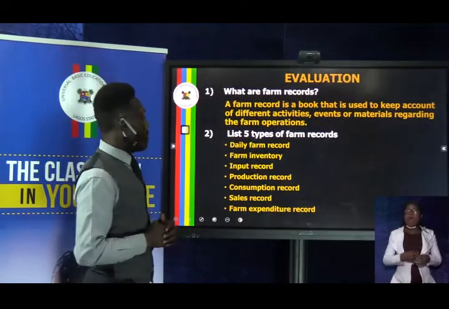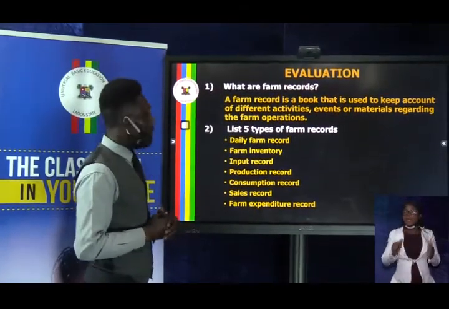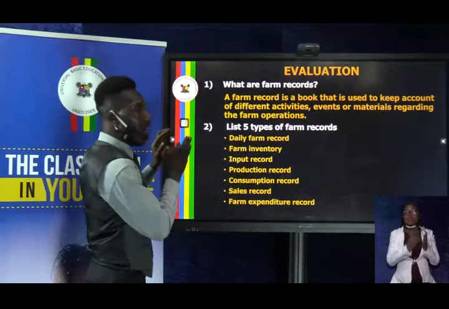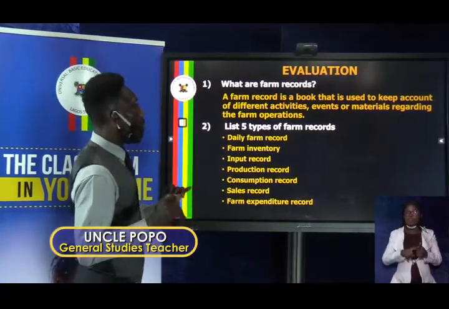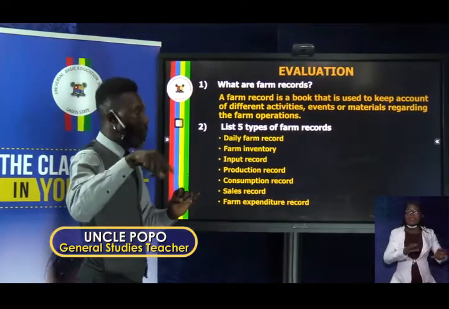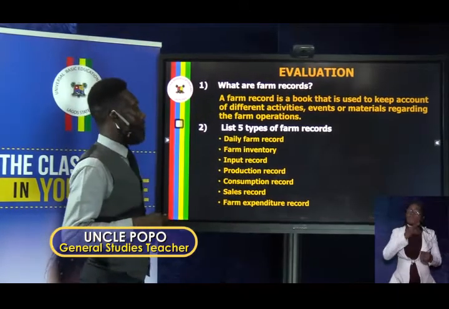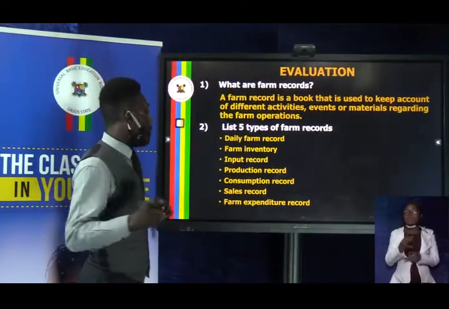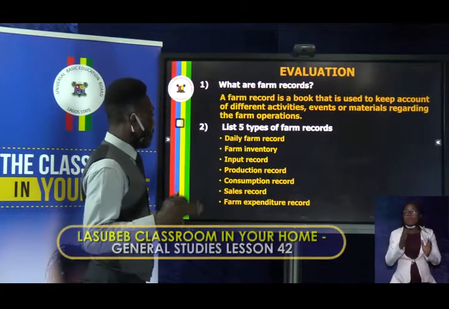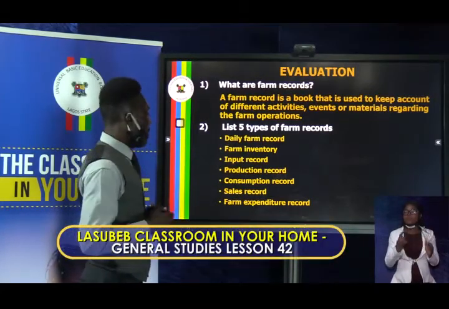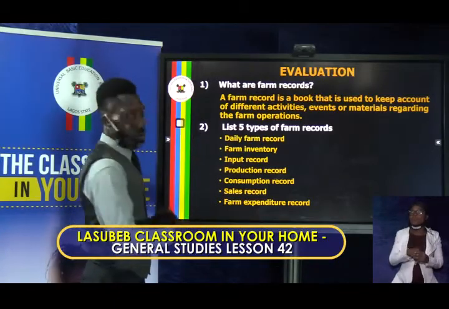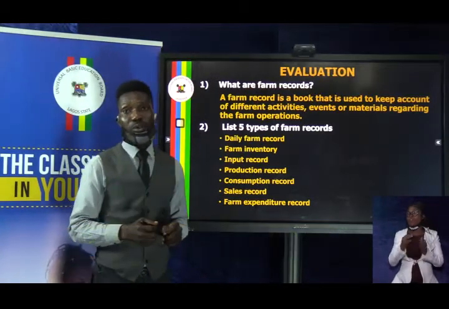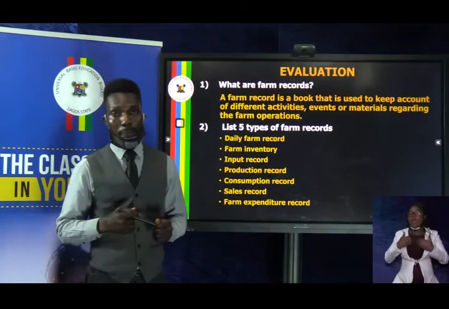What are farm records? A farm record is a book that is used to keep account of different activities, events, or materials regarding the farm operations. 5 types of farm records: daily farm record, farm inventory, input record, production record, sales record, farm expenditure record, and so on. We have come to the end of today's lesson.